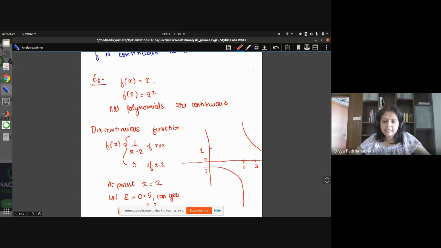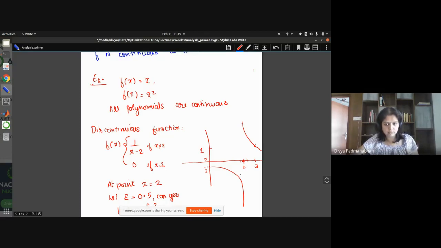And for anything greater than 2, if you take x as 3, you'll get the value 1, and anything else you'll have something of this form. It grows very large in the positive sense. At the point 2, the function value is 0. So here there's a discontinuity at the point 2, because anything you take around this point, you are very far from the function value at 2.